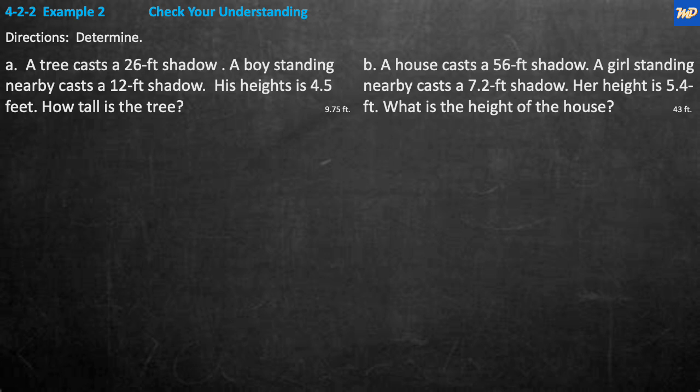A tree casts a 26-foot shadow. A boy standing nearby casts a 12-foot shadow. His height is 4.5 feet. How tall is the tree? And problem B says a house casts a 56-foot shadow. A girl standing nearby casts a 7.2-foot shadow. Her height is 5.4 feet. What is the height of the house? Well, why don't you go ahead and try it, and when you come back, we'll work these together.